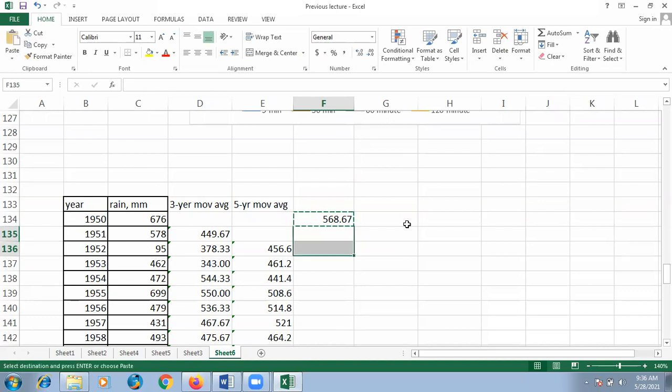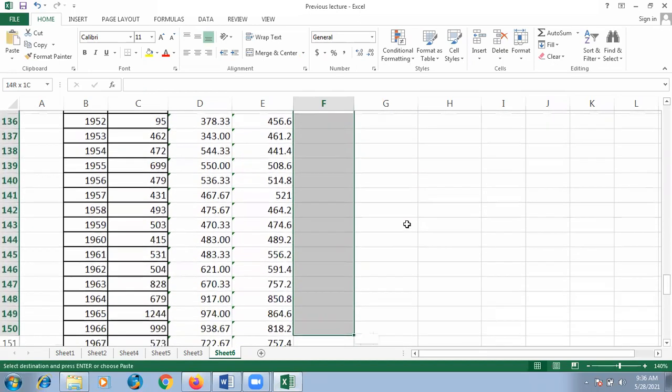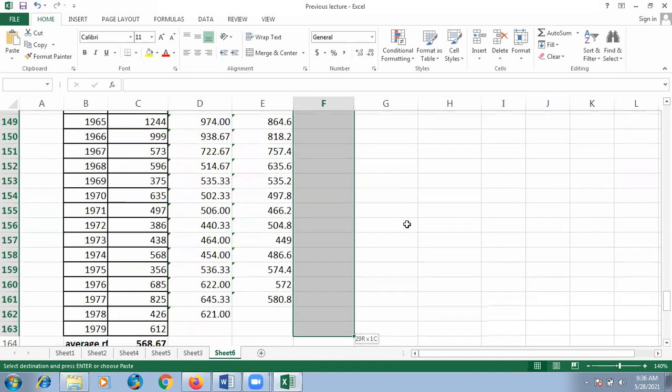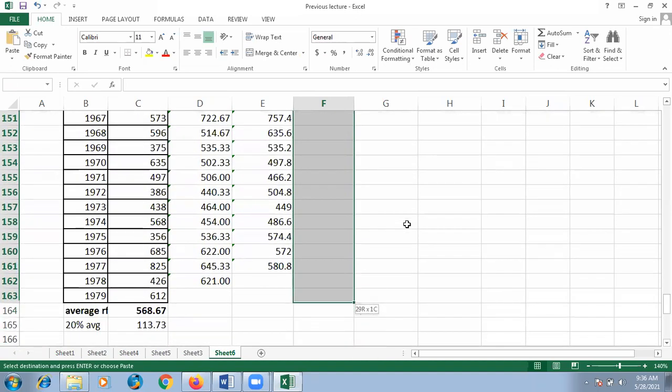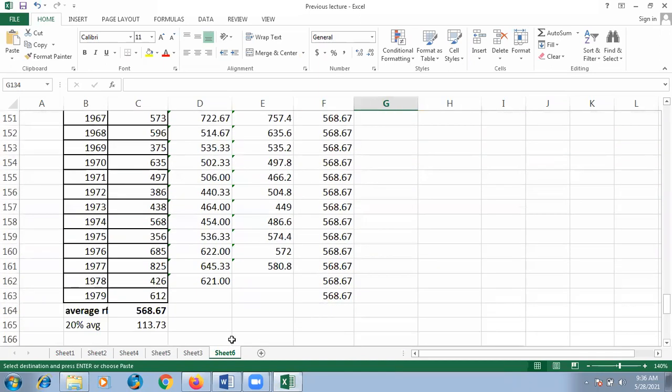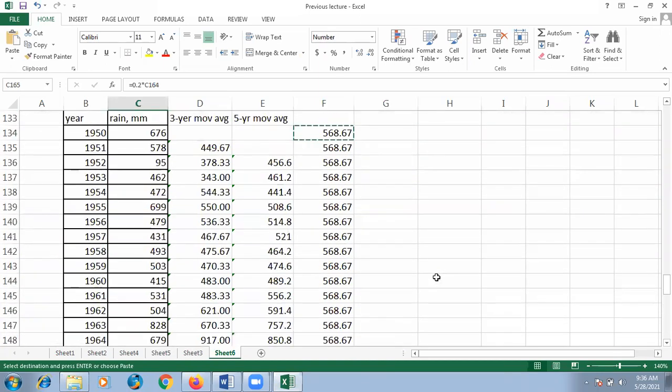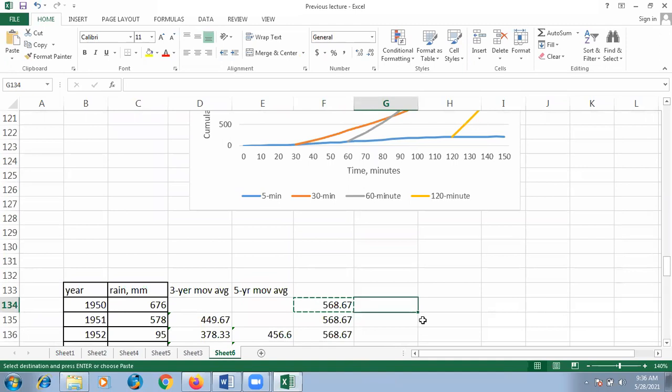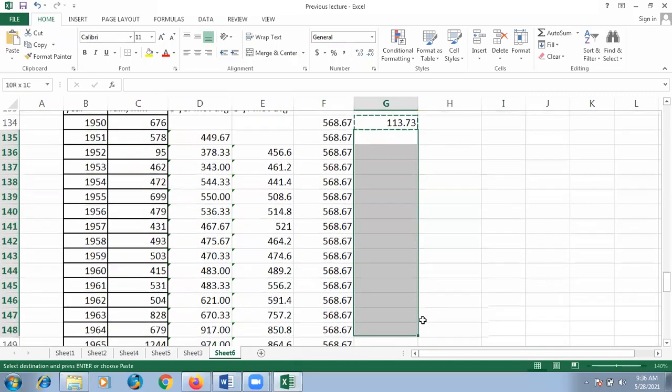Just hold on. I will show you. By 68.67. Similarly, to represent 113.73, I have to do some more manipulation here in Excel. But in graph sheet, it is very easy. I will show you how you can do it.